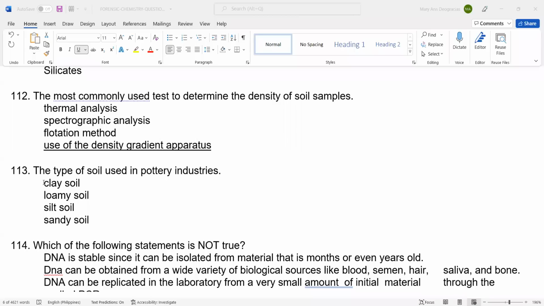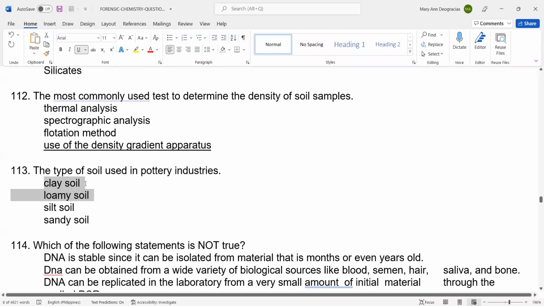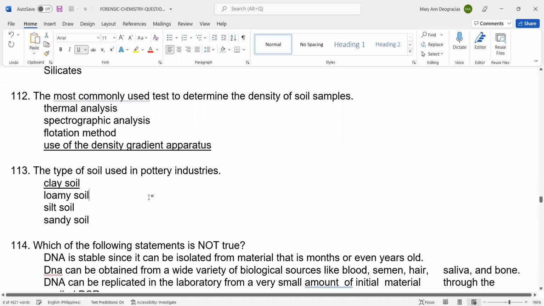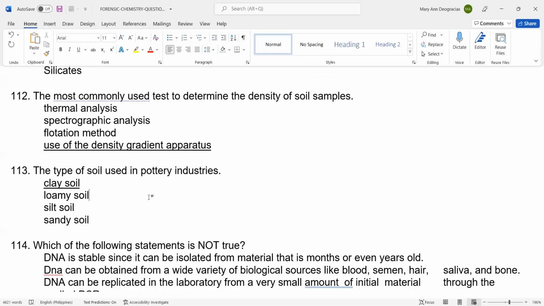Pwede ba tayo mag-break? Kahit 10 minutes? Tuloy-tuloy kasi yung klase ko kanina. Break tayo saglit, ha? Kahit 5 minutes lang. Ito nakakain sa kwarto. Ay, Bonso, pengi nga akong tinidor, anak. Pengi tinidor, anak.